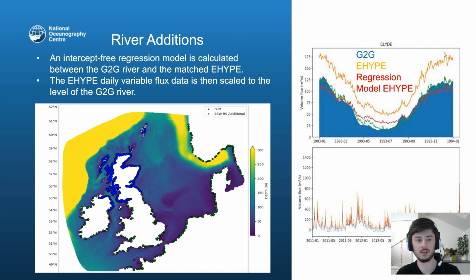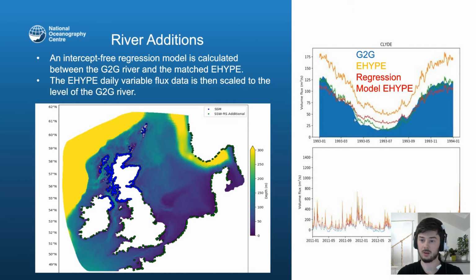Once the rivers are matched up, I calculate an intercept-free regression between the G2G river climatology and the eHype river flux climatology. The blue here is the G2G, yellow is the eHype climatology that's been calculated, and then the red line is the intercept-free regression model that we then use to adjust the eHype data to the level found in the G2G data. The reason we use the intercept-free regression method is because we don't want negative volume fluxes in the river.